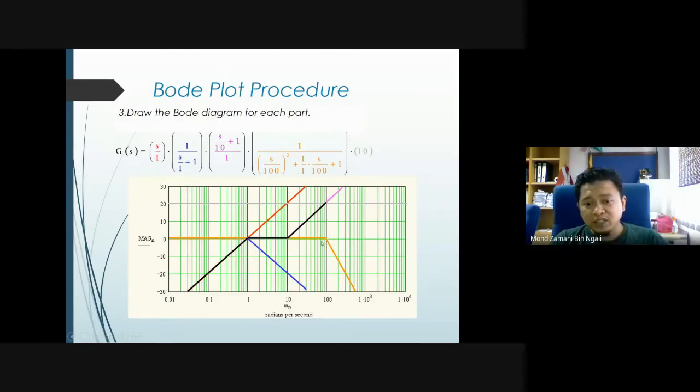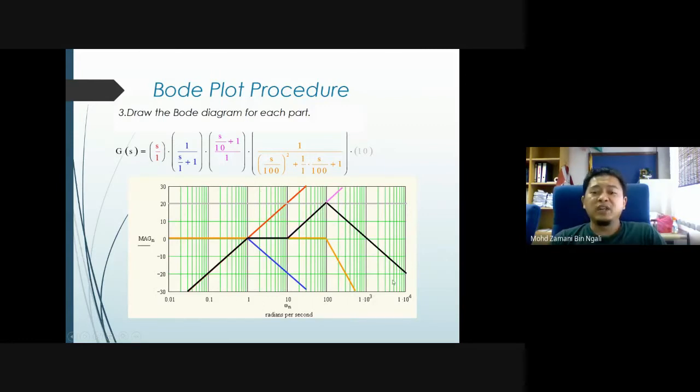But until this point, we can see that the orange line will change the direction from straight to downward of negative 40 decibel per decade. For this line it is 20 decibel per decade. So 20 decibel per decade minus 40 decibel per decade becomes negative 20 decibel per decade. So you will have a downward slope, same with this one, negative 20 decibel per decade. So you will have this line. After this point, there is no change of direction anymore for any of these 5 lines.